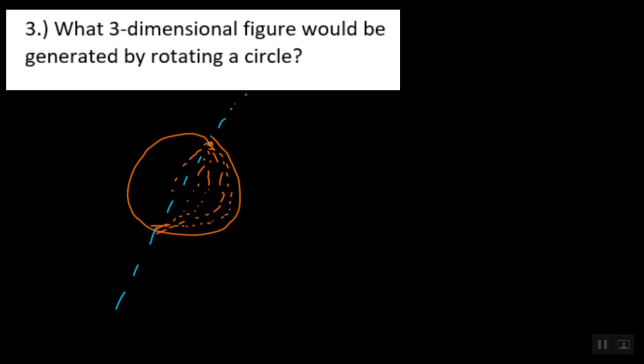So I'm picturing the edge of the circle like my thumb, and by drawing all these dots, it should be very apparent what three-dimensional shape we have created by rotating a circle. And I'll leave you to answer this one on your own.